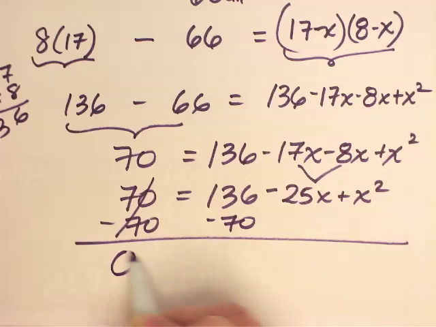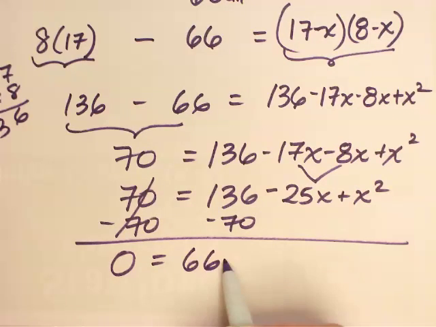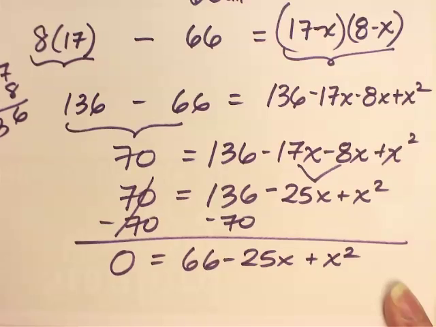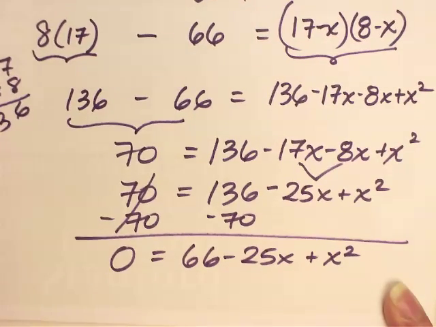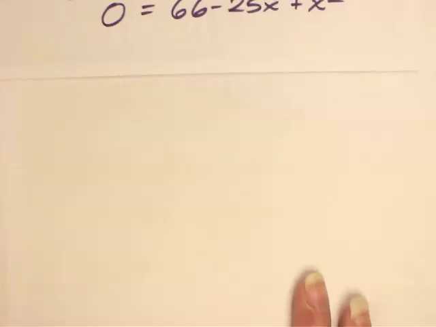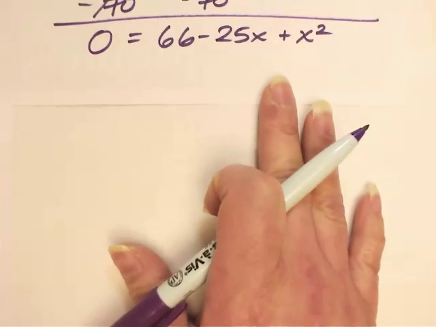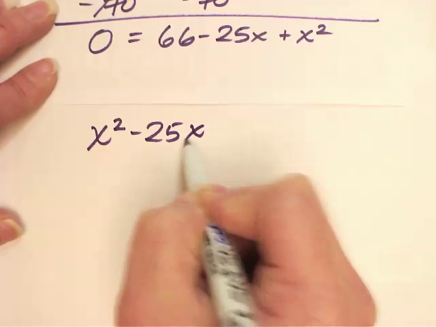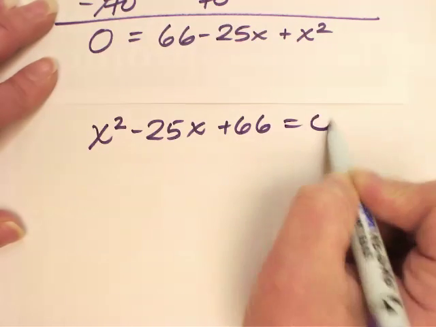And I'll get 0 equals, this gives me 66 minus 25x plus x squared. Now, in order to solve this, remember, I want to go ahead and put this in descending order. That way I can factor it more easily, okay? So let's go ahead and do that. Let me rewrite that in descending order. So that'll be x squared minus 25x plus 66 equals 0.